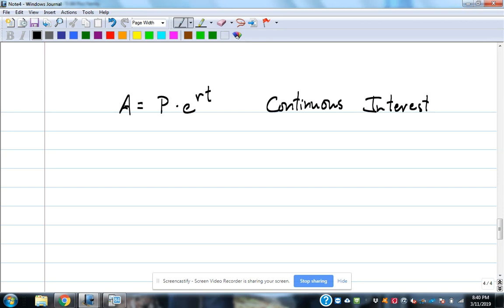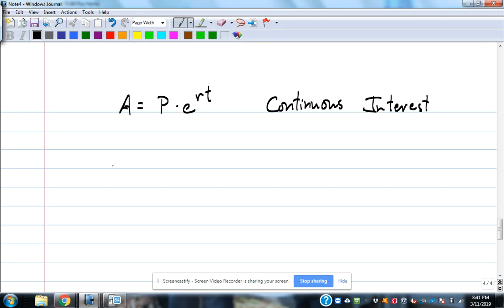It's continuous. What they've done there is, the n could be 12 for monthly, could be 365 for daily. You can keep going down into the seconds. The closer you get to infinity times a year, the closer it gets to this formula. So this formula is like an infinite number of times in. That e is a number on your calculator.